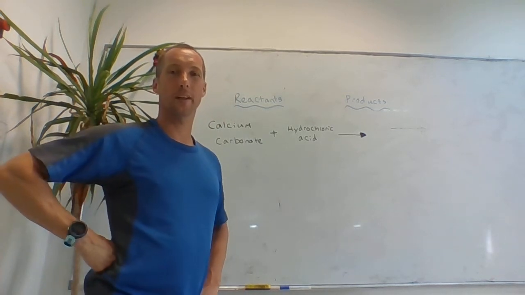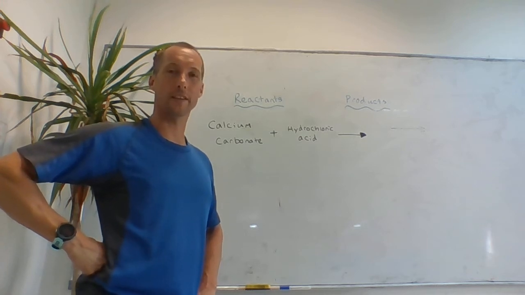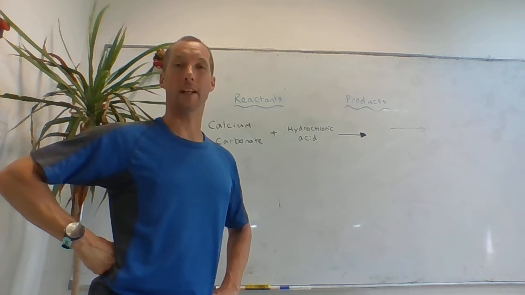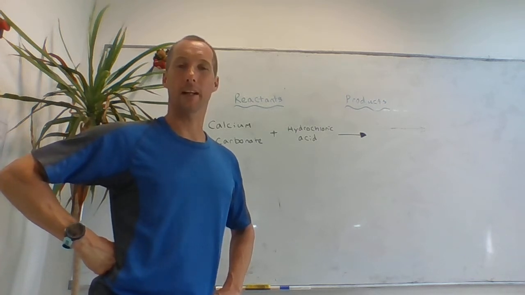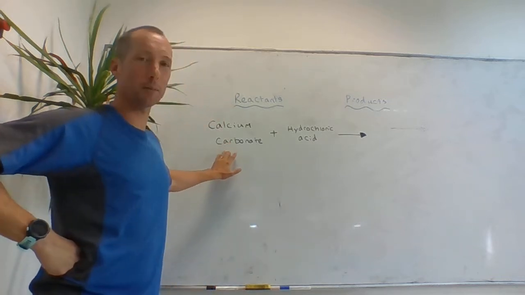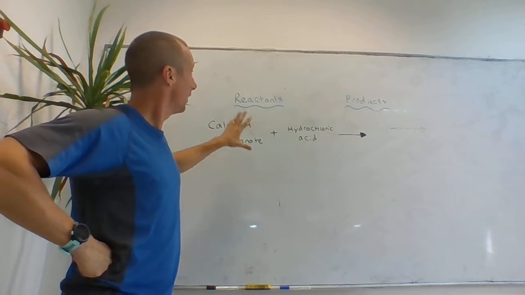Today I want to talk about reaction rates. I want to show you how we can measure the rate of a chemical reaction. So the rate of a chemical reaction basically means how quickly that reaction is happening, okay? And the reaction we're going to look at today is a reaction between calcium carbonate and hydrochloric acid, okay? And these are the reactants.